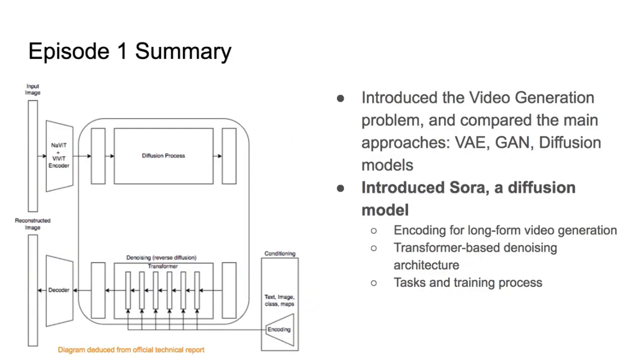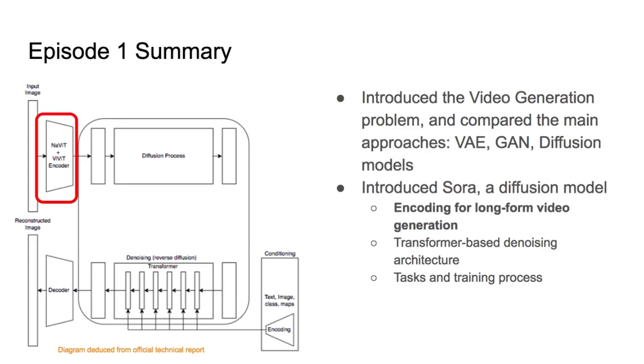In addition, we also introduced Sora, probably the most sophisticated and advanced diffusion model. In this episode 2, we detail the encoding stage, while in episode 3 we describe the denoising process, and in episode 4 the training procedure. Again, note that the displayed Sora diagram is deduced using the official technical report and is our most likely estimate of its inner working.